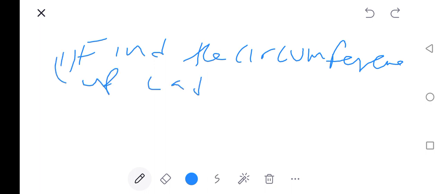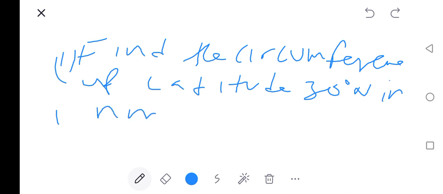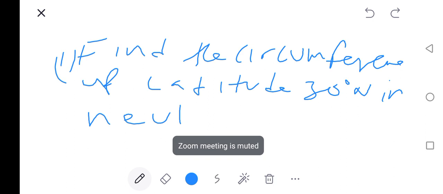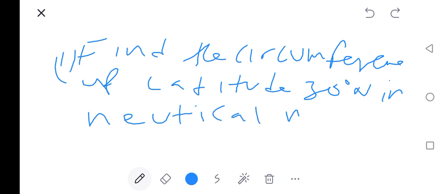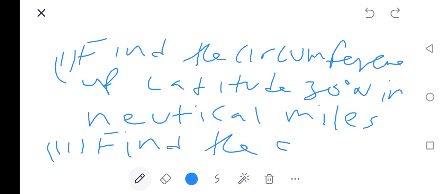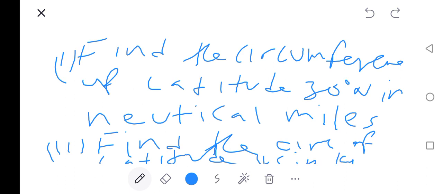of latitude 30 degrees north in nautical miles. To find the circumference, find the circumference of latitude 45 degrees in kilometers. Hope you're writing those.